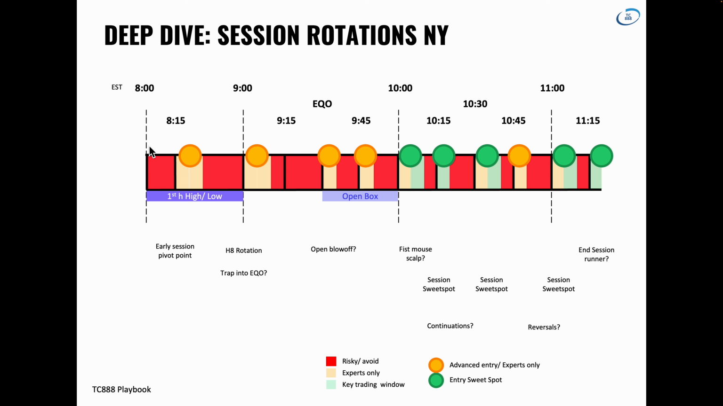So here you see the time. 8 o'clock Eastern, 9 o'clock, 10 o'clock, 11 o'clock. So that's first hour, second hour, third hour. That's the first thing to look at. So we have a first hour high and low that gives us the bias. Then we look at the template. What does the second hour do? What does the third hour do?